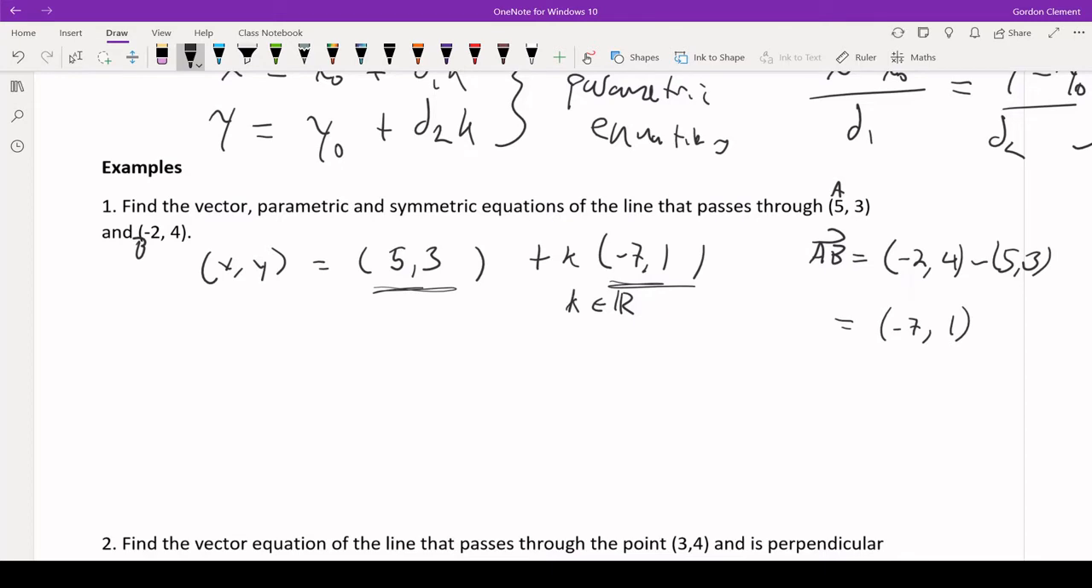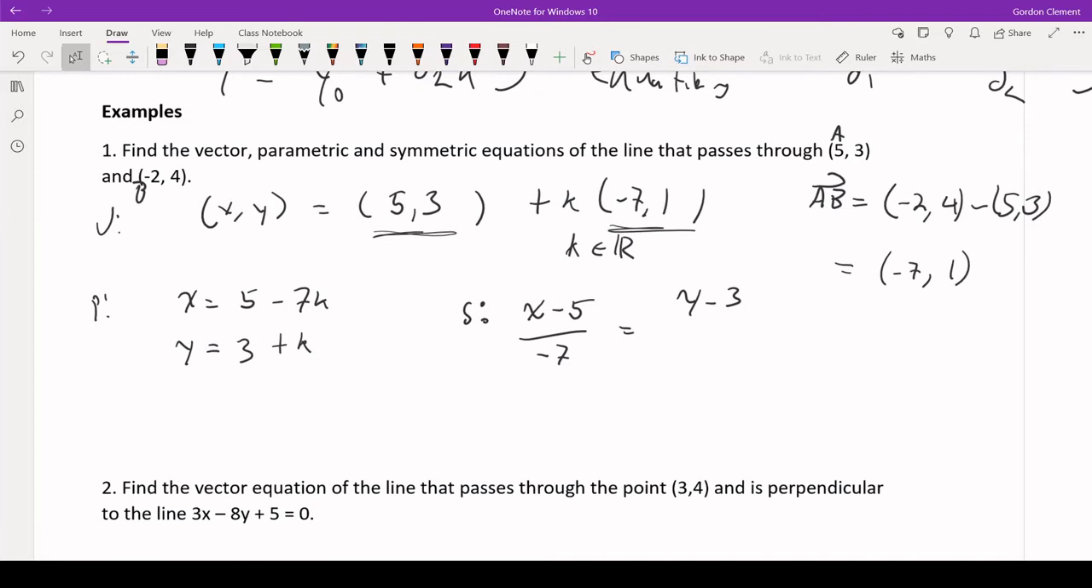So there's my vector equation. For parametrics, I'm going to break my vector equation into parts. And then for symmetric equations, I'm going to take those parts, rearrange for k, so it's going to be x minus 5 divided by negative 7. And then y take away 3 just divided by 1, so I could just do y take away 3 like that. So that's a perfectly acceptable answer.